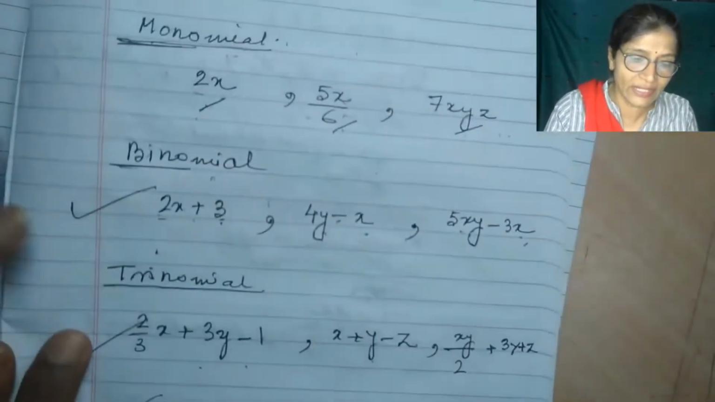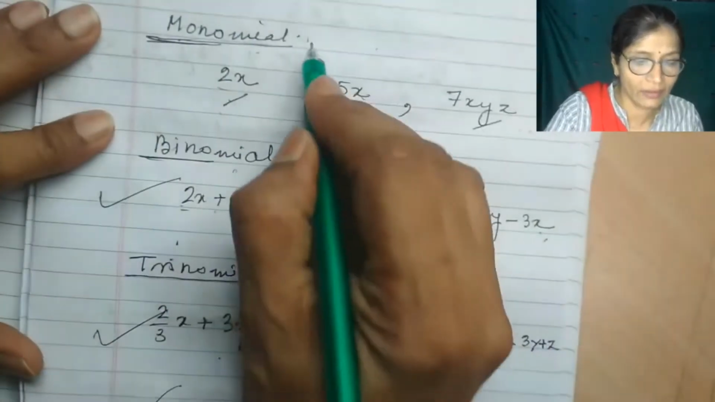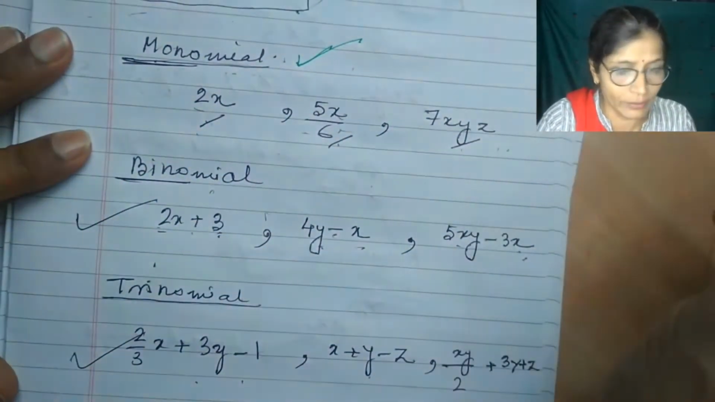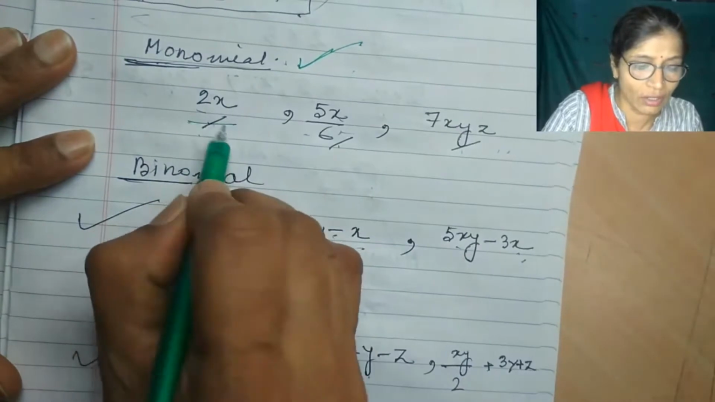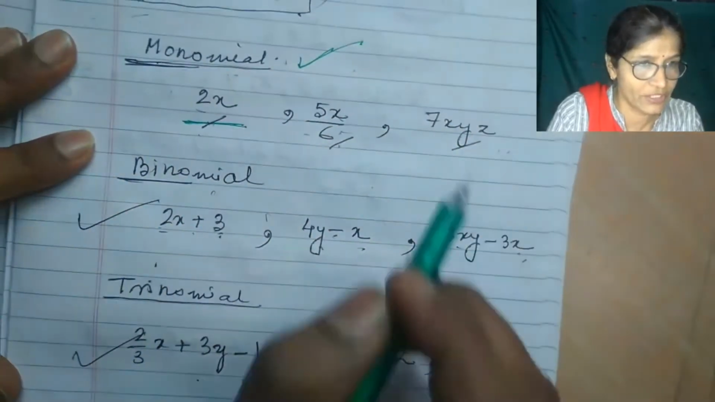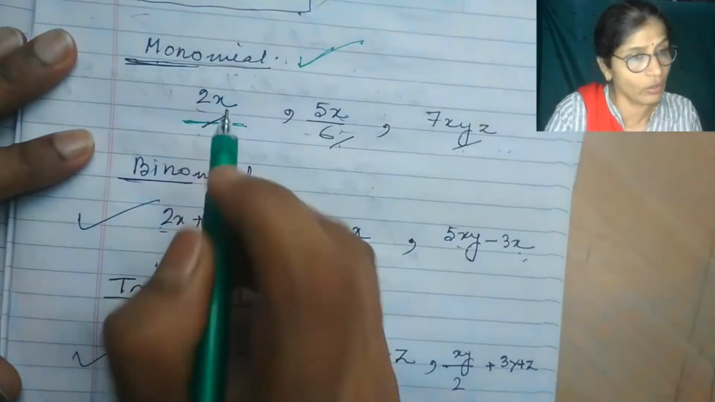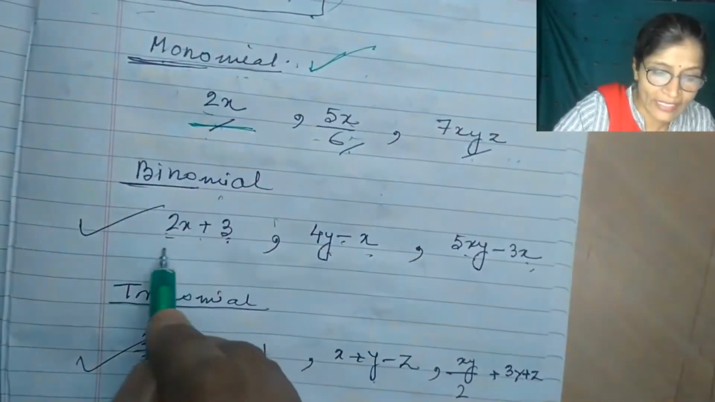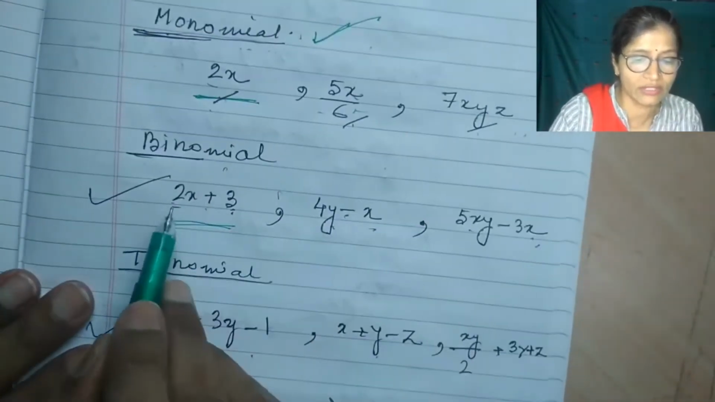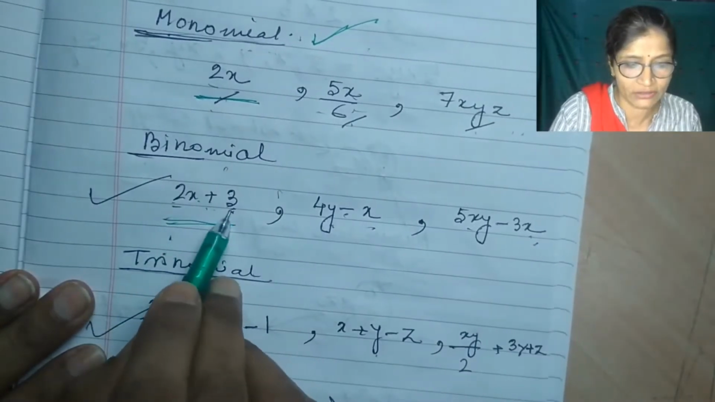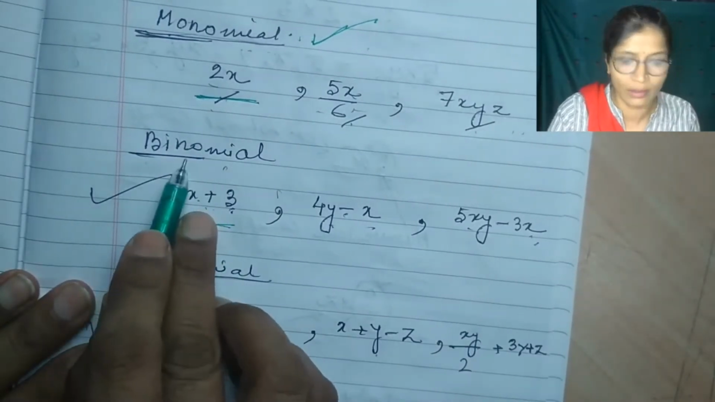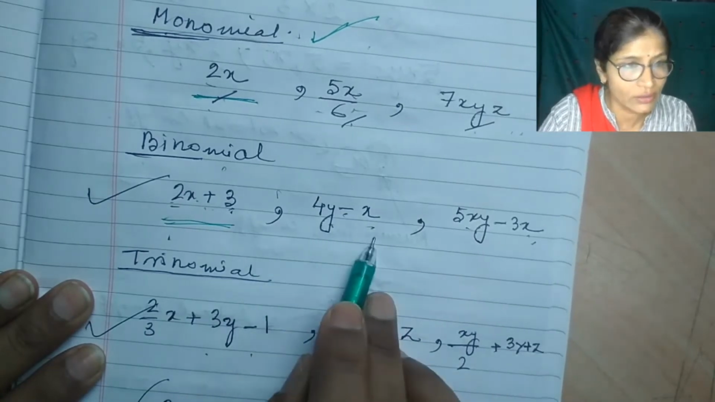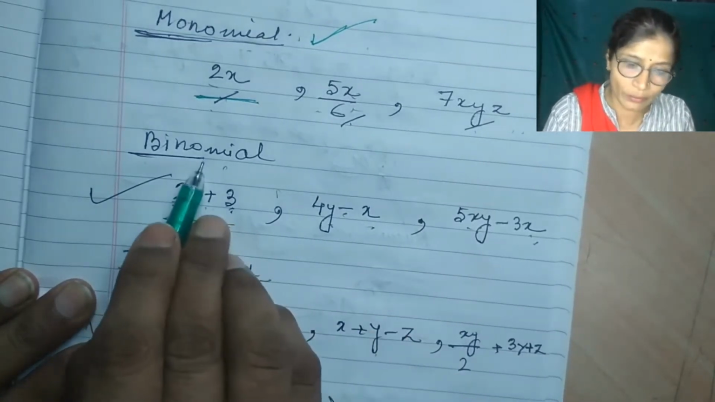Next, suppose I write an expression or a polynomial which consists of only one term, an algebraic expression which has only one term, then we call it a monomial. If it has two terms, like 2x plus 3, this is a binomial. When 4y minus x, again two terms are there, so this is a binomial.